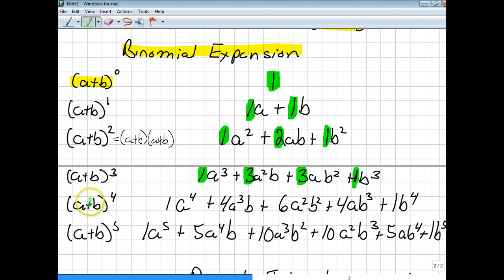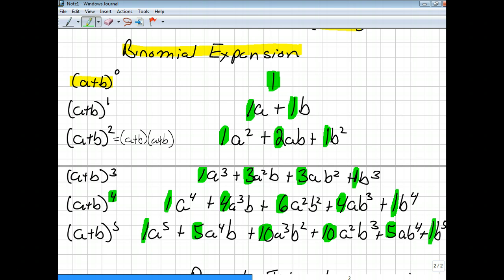Then if we did a plus b to the 4th power, we would get 1a to the 4th plus 4a cubed b plus 6a squared b squared plus 4ab cubed plus 1b to the 4th. And then if we did a plus b to the 5th power, we would get 1a to the 5th plus 5a to the 4th b plus 10a cubed b squared plus 10a squared b cubed plus 5ab to the 4th plus 1b to the 5th.